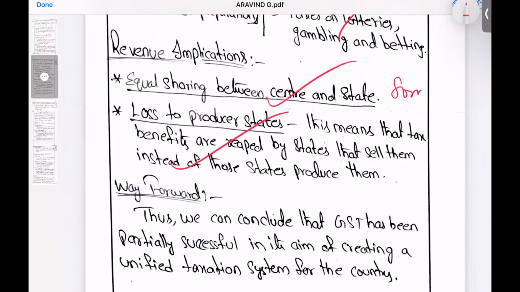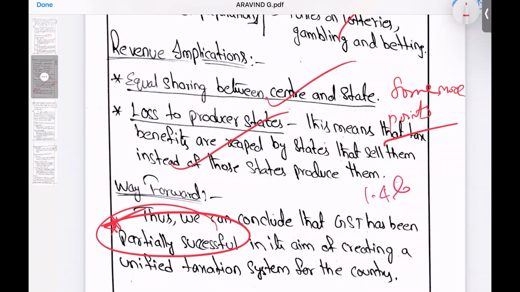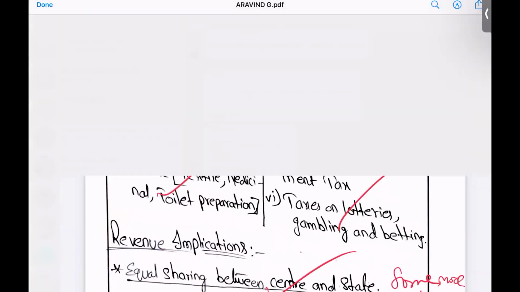Some more points you can mention, Arvind. Partially successful, we are getting 1,40,000 crores per month. Be careful while using this word. It is definitely successful. We can make it much more successful. That should be the conclusion. GST is not partially successful. India has never had 1.44 lakh crores of indirect taxes. GST is achieving record over record. You see that?